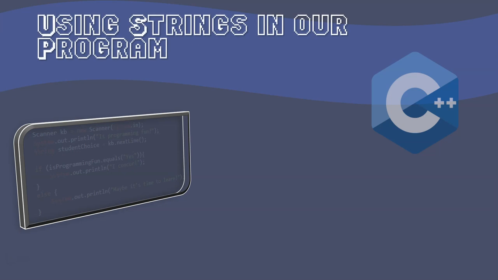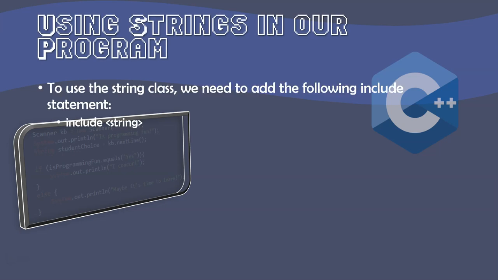So let's go ahead and start using some strings in our program. To use the string class, we want to add the following include statement. Include string. This is, of course, going to give us access to those functions that we want to use. If we don't use this, you can still technically put string objects in because you can create literals, but having this gives you access to those additional libraries that we may not otherwise have.